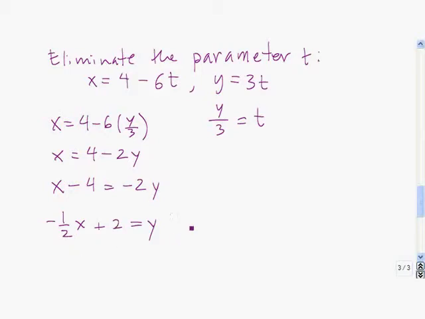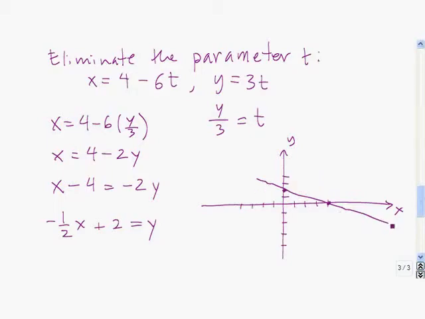Okay, now let's graph this. Okay, so by graphing this line, we are graphing this set of parametric equations. So we'll start with the y-intercept, which is 2. Then the x-intercept is what we get when this is 0. And this is going to be 0 if x is equal to 4. So we get this line here.